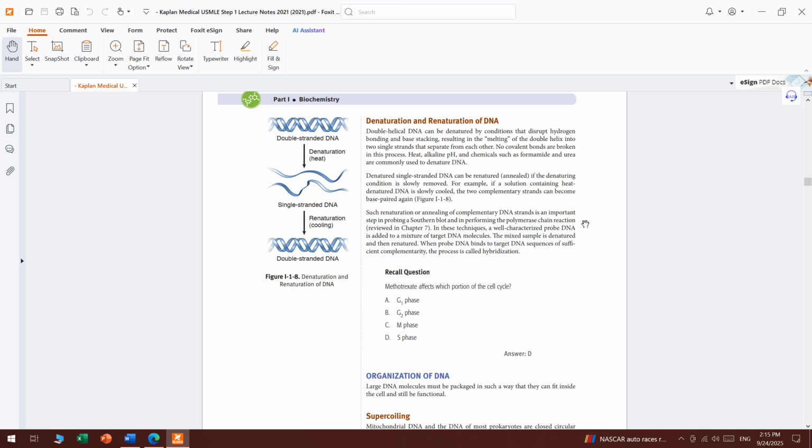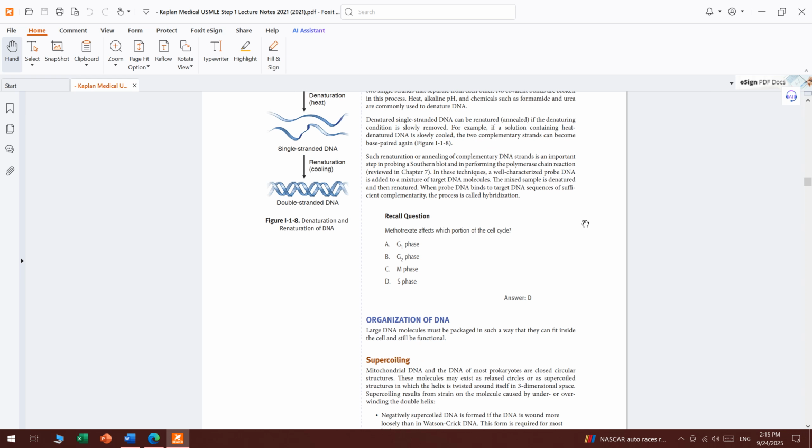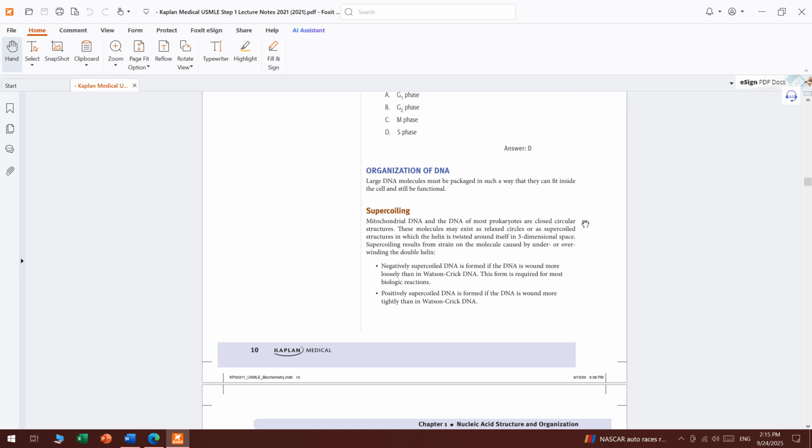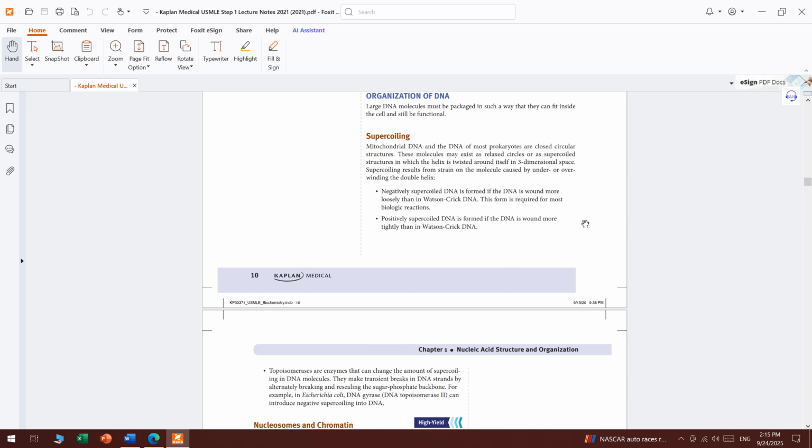Organization of DNA. Given the immense length of DNA molecules, especially in eukaryotes, they must be meticulously packaged within the confines of the cell's nucleus while still remaining accessible and functional for processes like replication, repair, and gene expression. This packaging involves multiple levels of condensation.